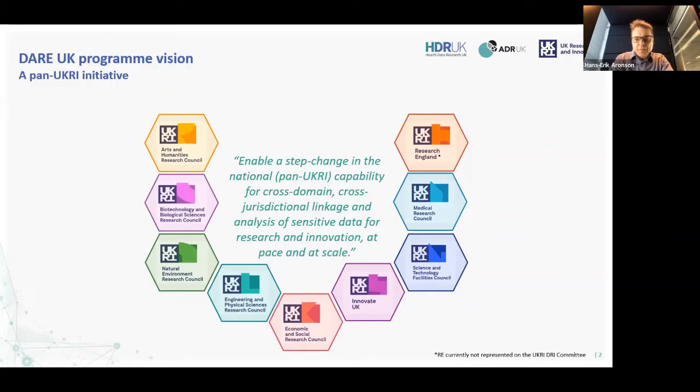So Dare UK, the Dare UK program is a pan-UKRI initiative. The aim of the program is to enable a step change in UKRI or national research capability for secure sharing, linkage, and analysis of sensitive data for research and innovation, both at pace and at scale. It spans all 7 councils, as well as Innovate UK and Research England, so all entities of UKRI.